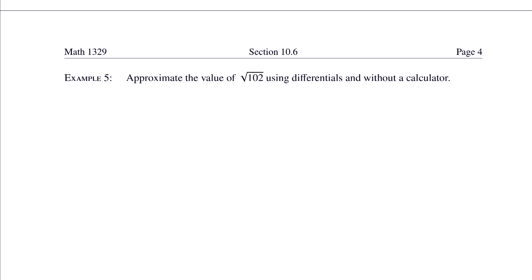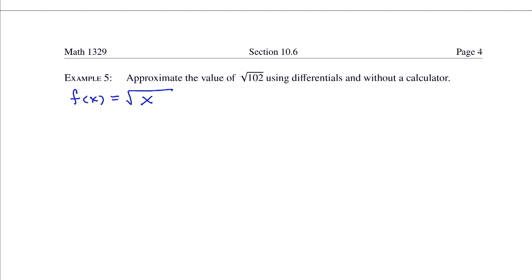So, first we want to figure out what function is involved in this problem. So what are we doing to the 102? Square root. So that means the function is the square root function.